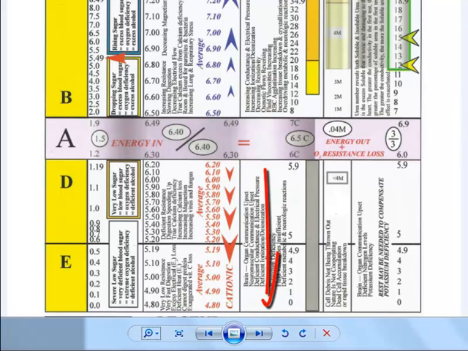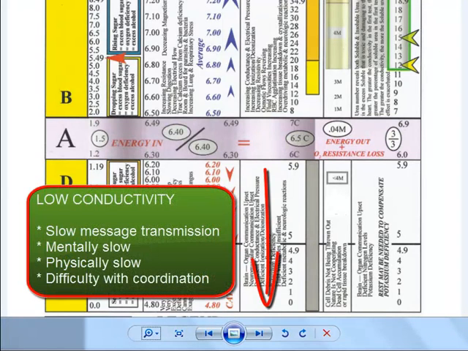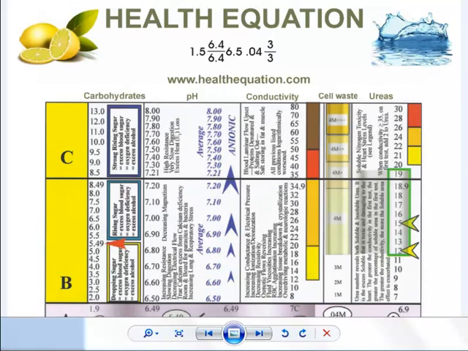On the other extreme of current flow, when the conductivity is low, the messages in the body are interfered with substantially, or are not able to get through. Hence, the individual will be increasingly slow, mentally and physically, and have difficulty with coordination. Conductivity can be increased by adding more salt to food.